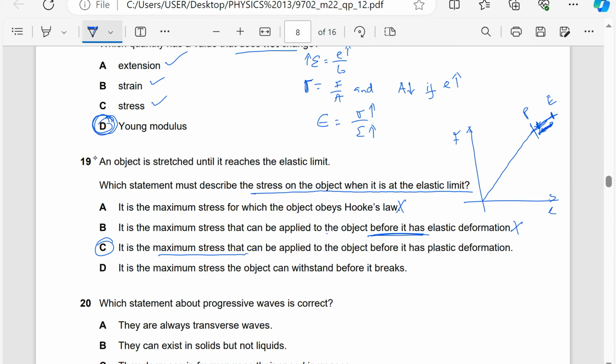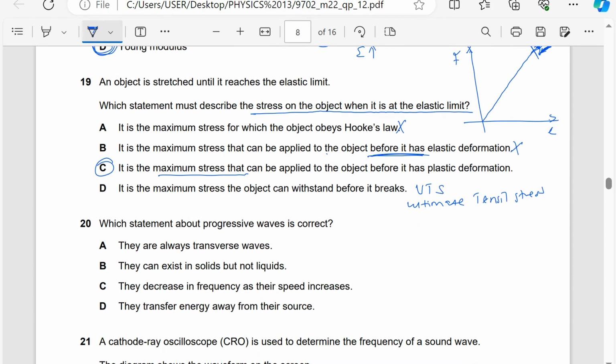It is the maximum stress that the object can withstand before it breaks. This one is called the ultimate tensile stress. The maximum stress that an object can withstand before it breaks is called the ultimate tensile stress. So this is far beyond the elastic limit. It is at the end of the region of plastic deformation.